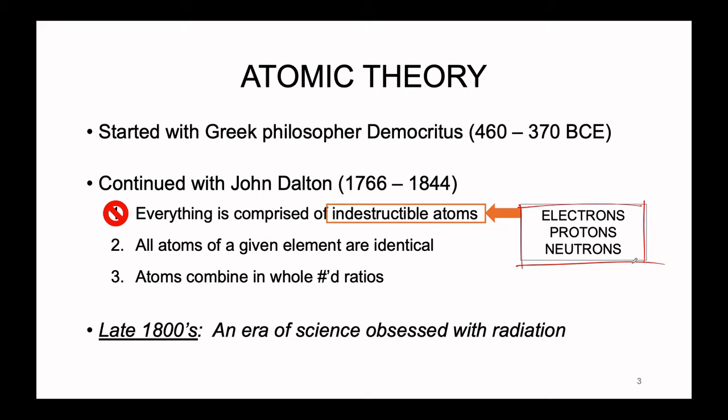So what we're going to be talking about here today then, continuing through part 1, is the discovery of these 3 subatomic particles, how we were able to isolate them, and put them together to give us a more accurate understanding of what an atom is. So in order to move into this lecture, we must first recognize that in the late 1800s, we were going through an era of science that was completely obsessed with radiation.